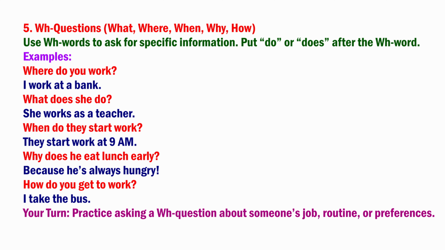5. W/H questions. What, where, when, why, how. Use W/H words to ask for specific information. Put do or does after the W/H word. Examples. Where do you work? I work at a bank. What does she do? She works as a teacher.